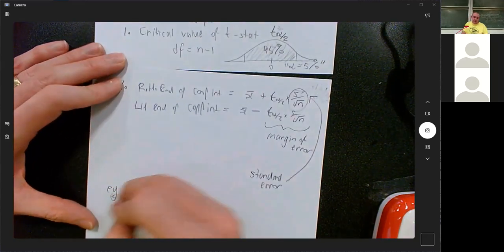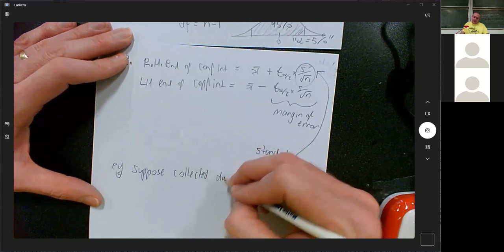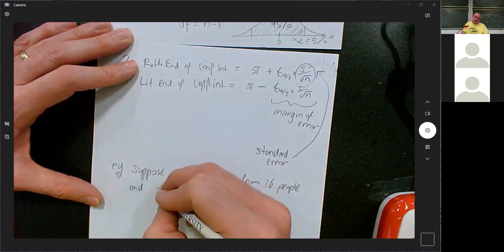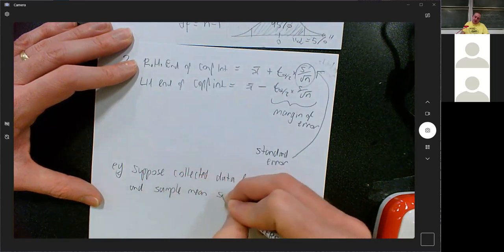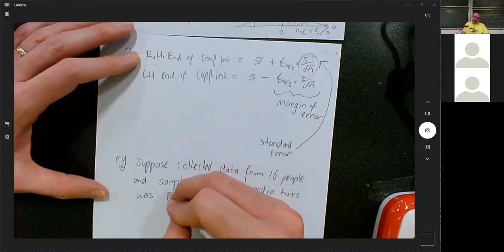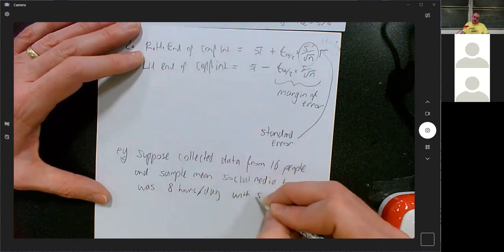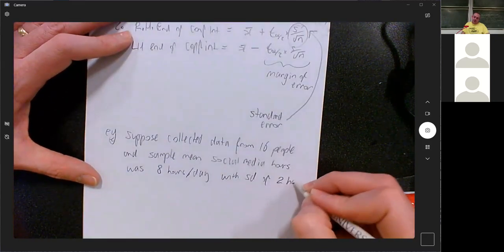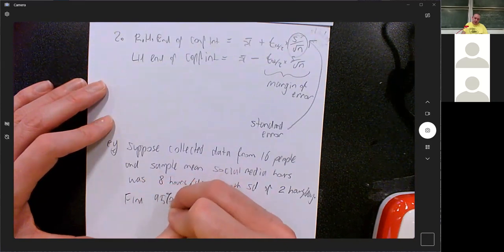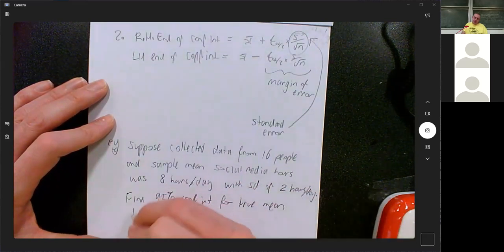And so just as an example, suppose you collected data from 16 people and the sample mean social media hours was 8 hours per day with a standard deviation of 2 hours per day. Find a 95% confidence interval for the true mean number of social media hours.